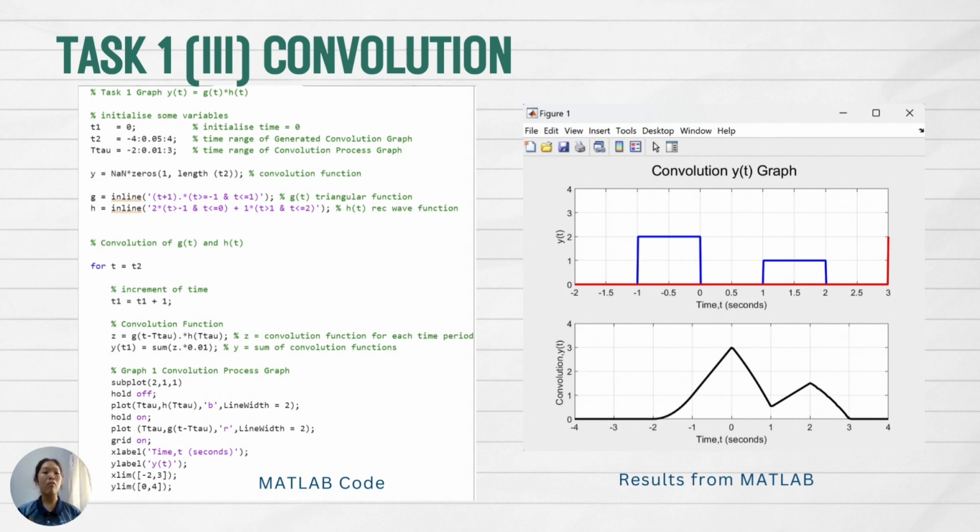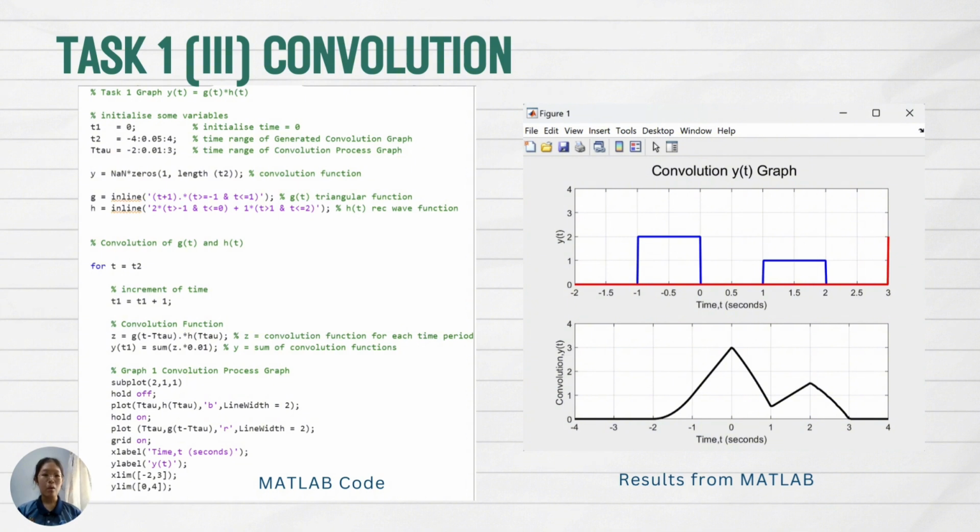And then we declare the convolution function as y equals NaN, which represents not a number, multiplied by zeros in bracket 1, and then the length of t2. Okay, now we will continue to declare the gt and ht functions. Gt is a triangular function we obtained from task 1 part 2 for part 1, and the ht is the rectangular function from the previous question.